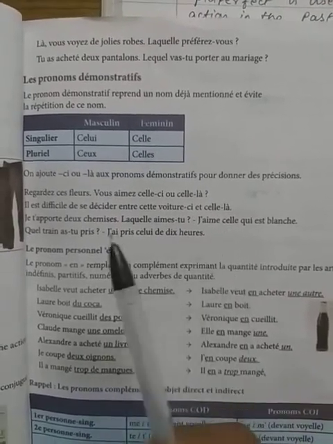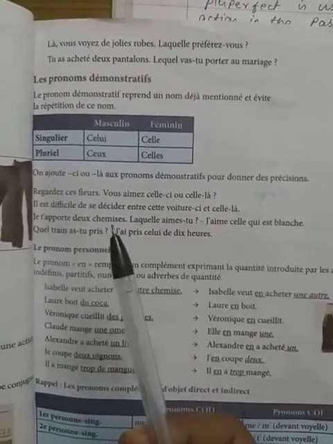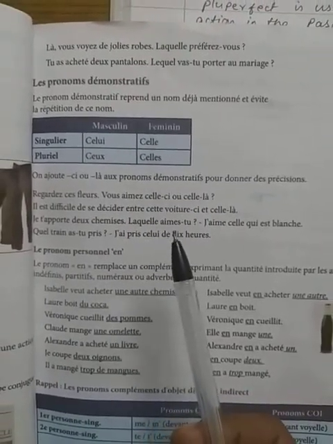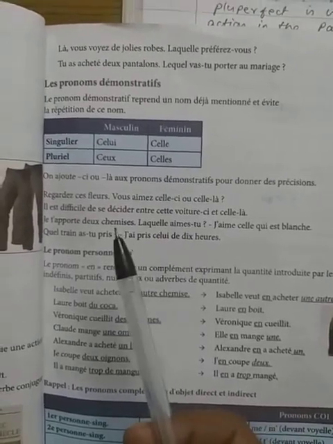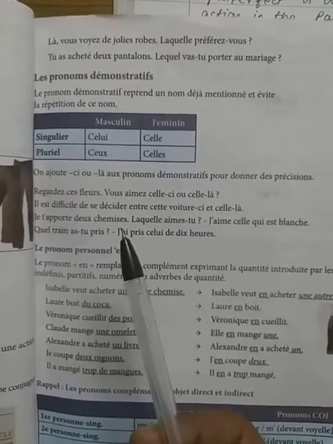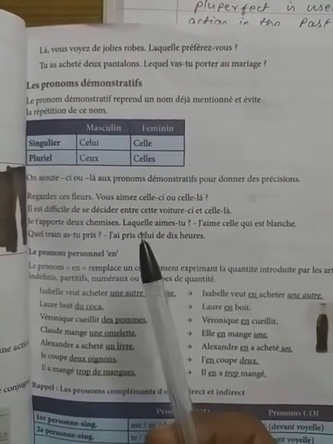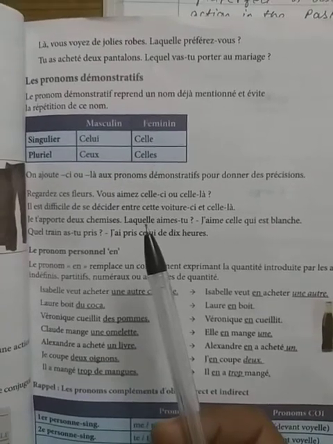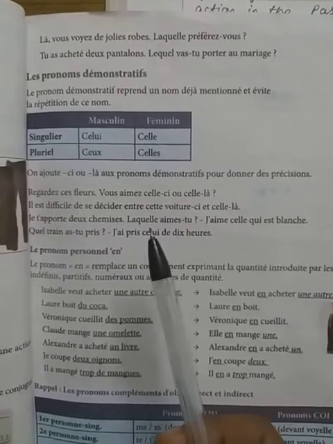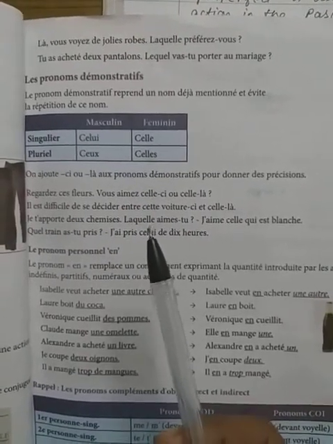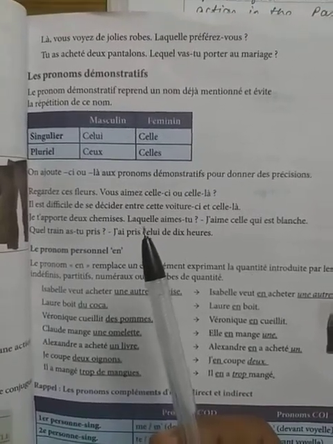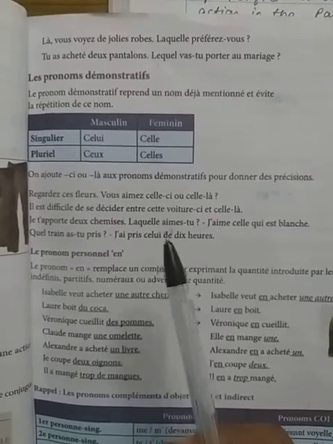Clear? Next, third example. Je t'apporte deux chemises. I brought you two shirts. Laquelle aimes-tu? Which one do you like? You're talking about shirts. Chemise is feminine. Which one do you have to use? Laquelle. Just now you saw the interrogative pronouns. Which one means which shirt, quelle chemise. That is replaced by laquelle.